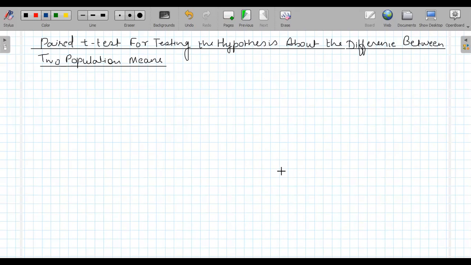So here the sample size or the sample objects are the same before and after the treatment. So in this case we say that the two samples are dependent of each other.